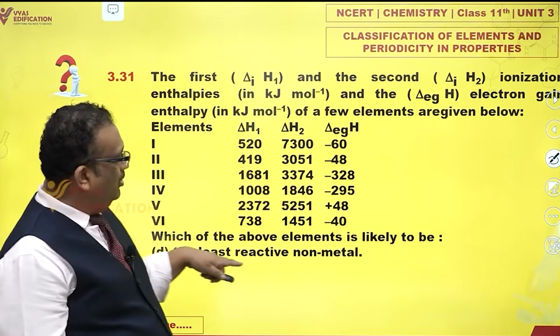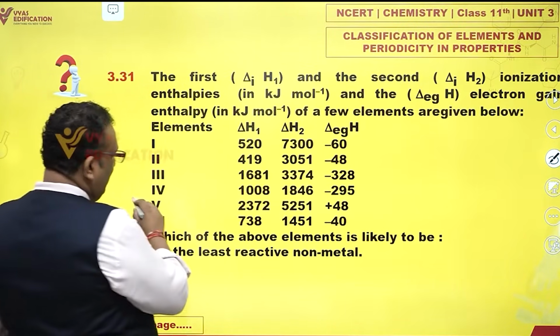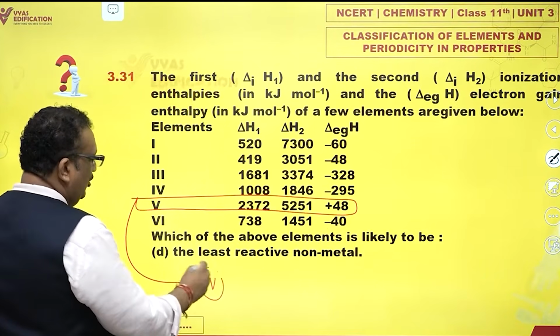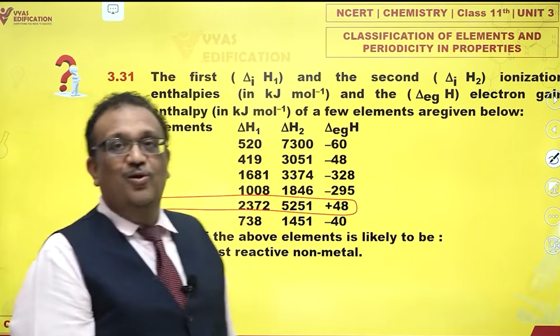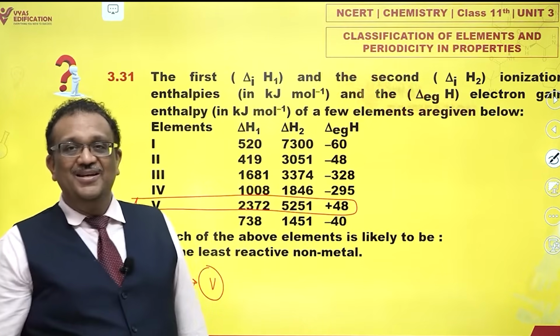Least reactive non-metal. Actually, there are only 2 non-metals. In fact, the least reactive non-metal is 5. Why? 5 is a noble gas, and all noble gases are non-metals. So yes, that is indeed the least reactive non-metal.